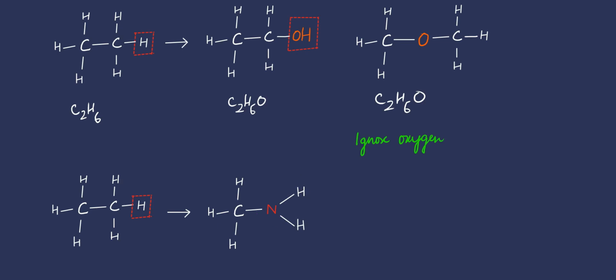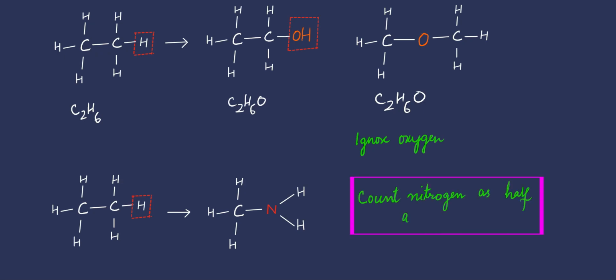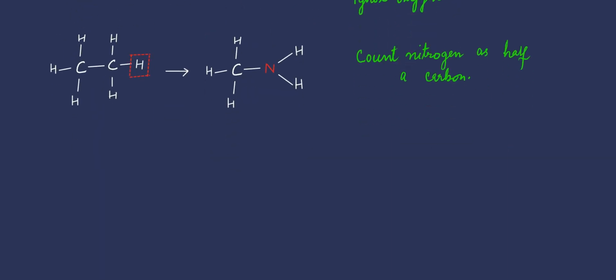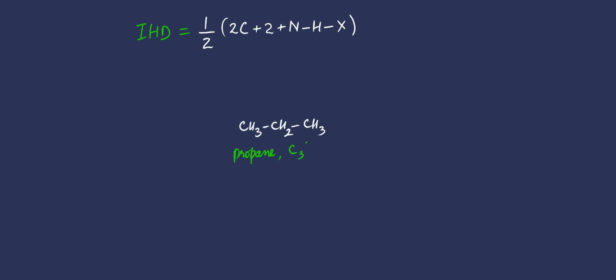Thus, in computing the elements of unsaturation, count nitrogen as half a carbon atom. These rules will enable you to determine the IHD for most simple compounds. Alternatively, the following formula can be used: IHD equals half of twice carbons, plus 2, plus nitrogen, minus hydrogen, minus halogen. Consider this molecule. It is called propane with molecular formula C3H8, it is saturated.